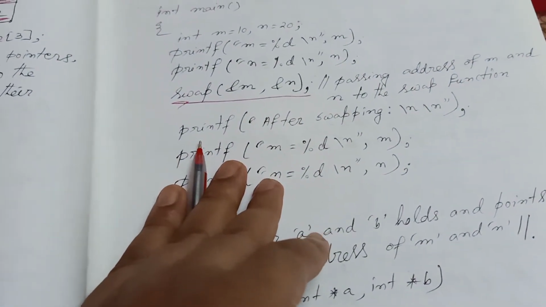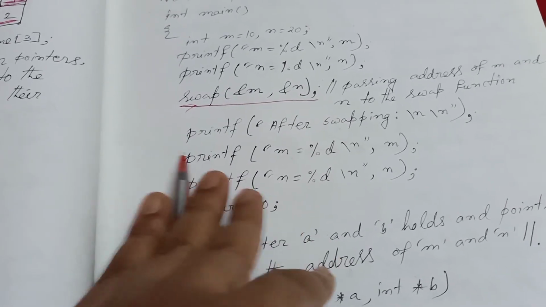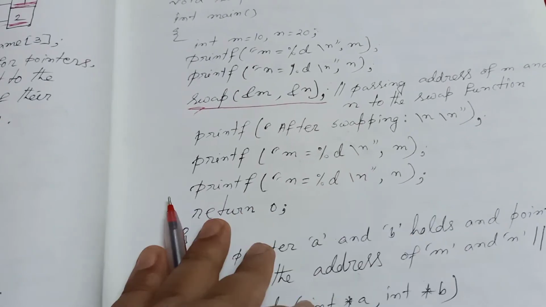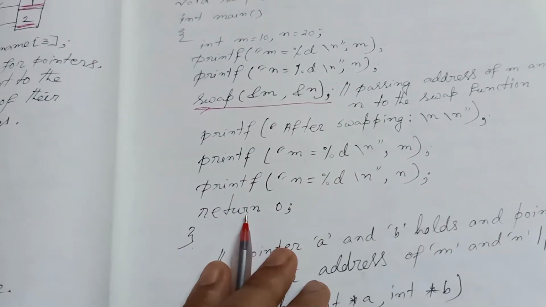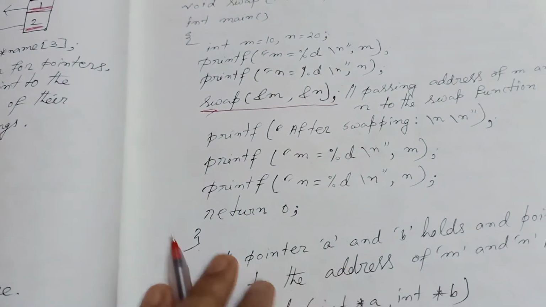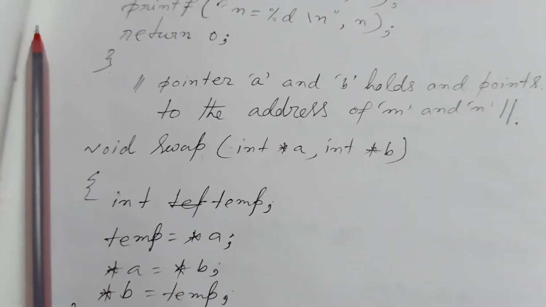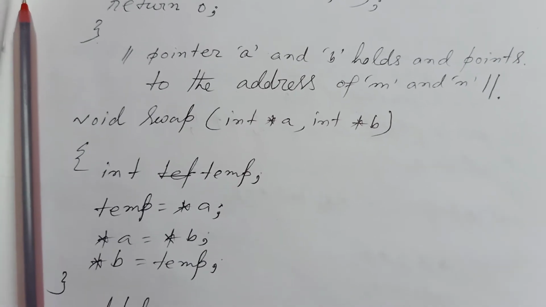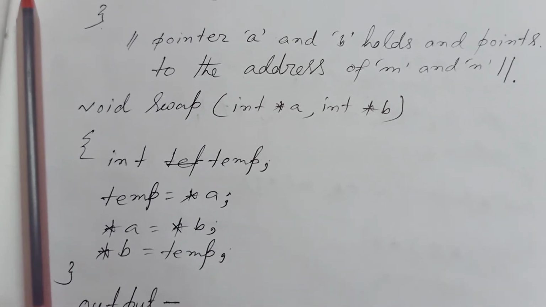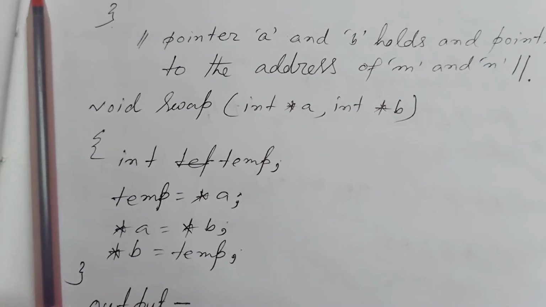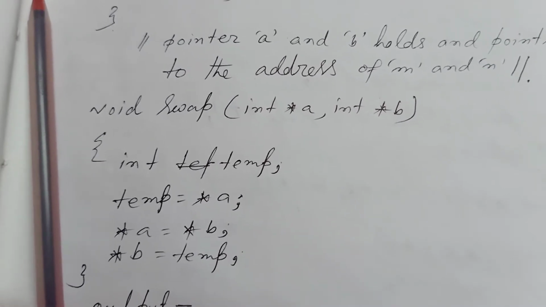Okay, so after swapping, what will happen? We can see printf m equal to %d, printf n equal to %d, and return 0, and the program is complete. So pointers a and b hold and point to the addresses of m and n.